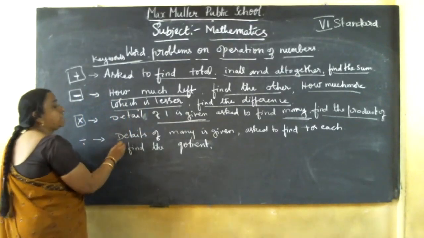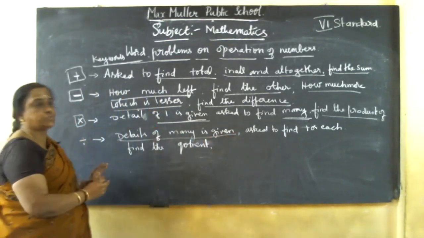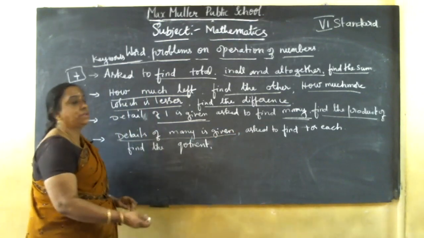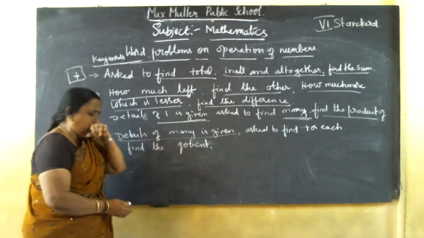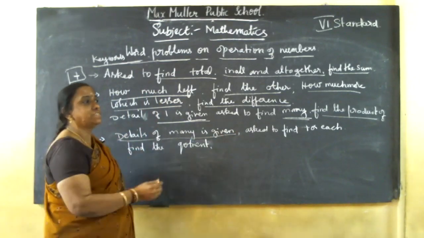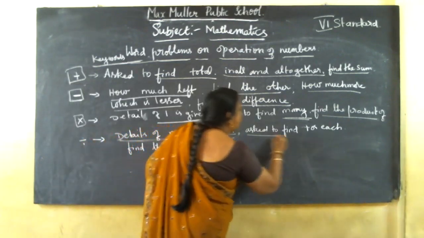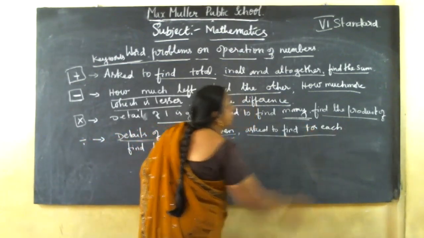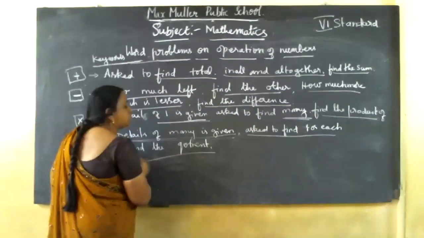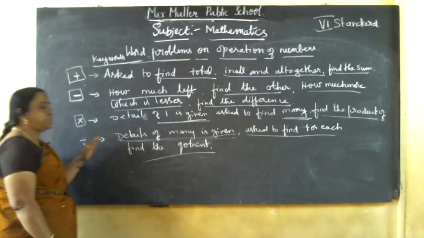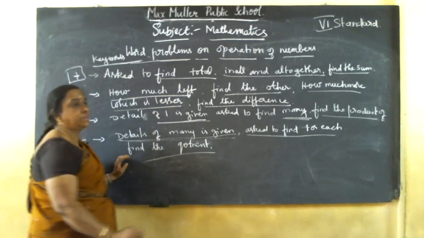So division: details of many are given. For example, the cost of 100 pens is this much. What is the cost of one pen? Or the cost of this many books is this much. What is the cost of one? If they ask like that, details of many given and asked to find each or one, you should go for what? Division. Clear? Then find the quotient and remainder also, division. If you know these keywords, it's easy to solve your statement sums.